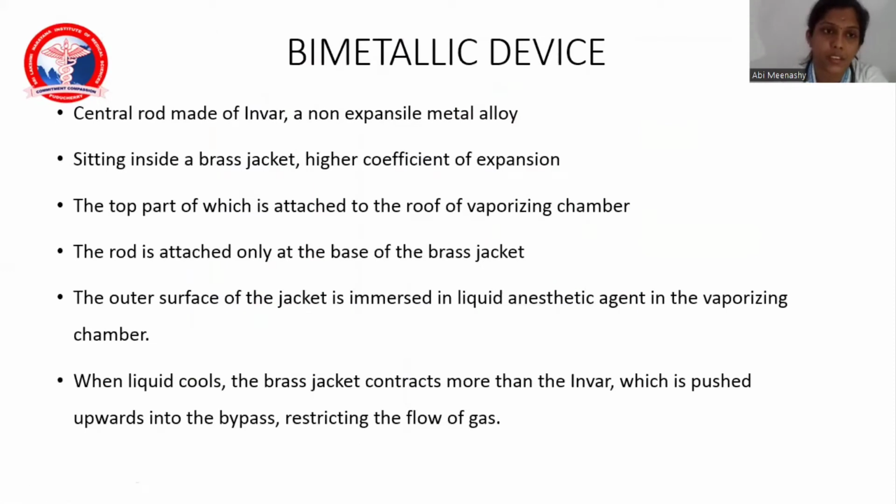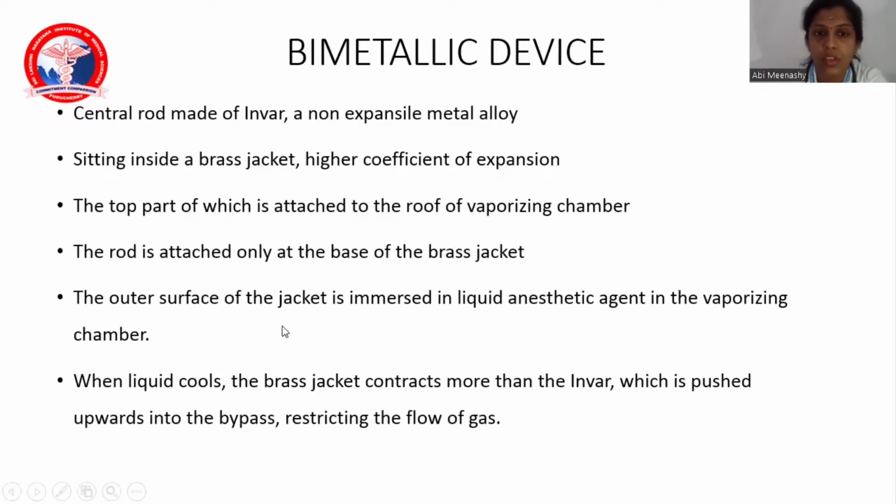In the bimetallic device, a central rod is made of invar, a non-expansile metal alloy, sitting inside a brass jacket with a higher coefficient of expansion. So there is an outer brass jacket and the inner rod is made of invar. Invar doesn't expand, only the outer brass jacket will expand with heat. The top part is attached to the roof of the vaporizing chamber. The rod is attached only at the base of the brass jacket. So it means the brass jacket is fixed, so the invar is movable.